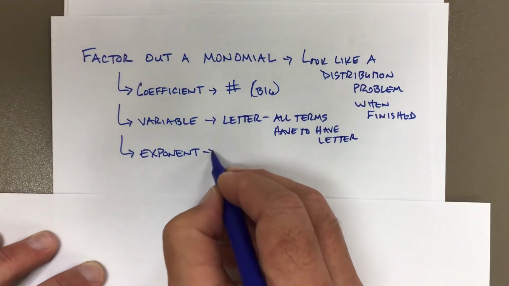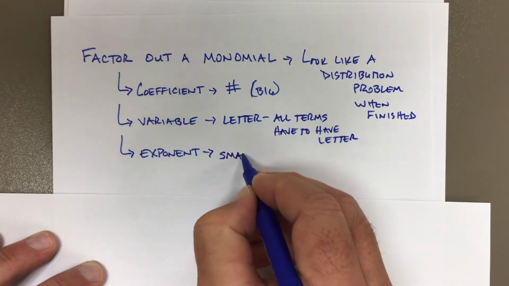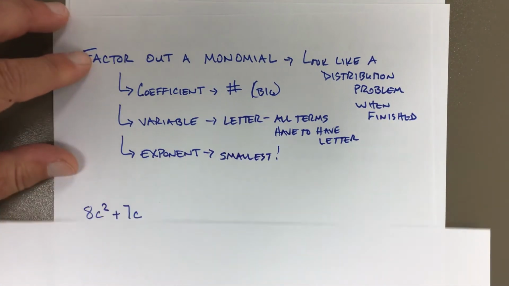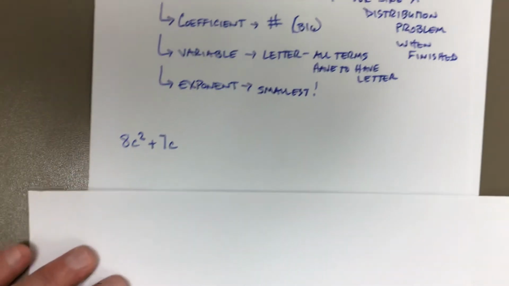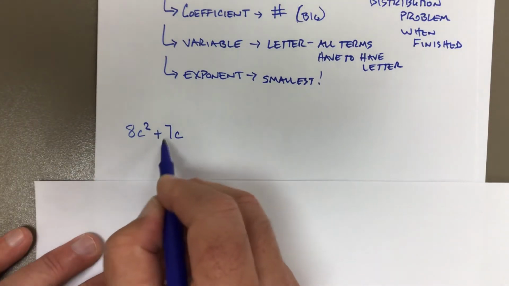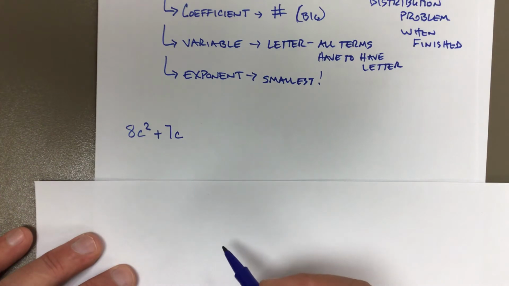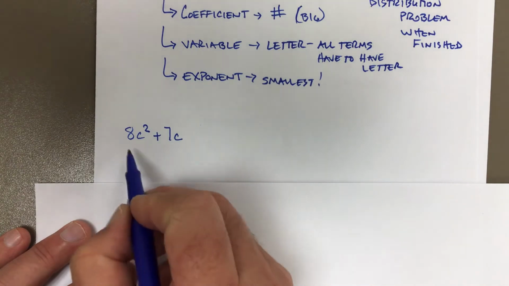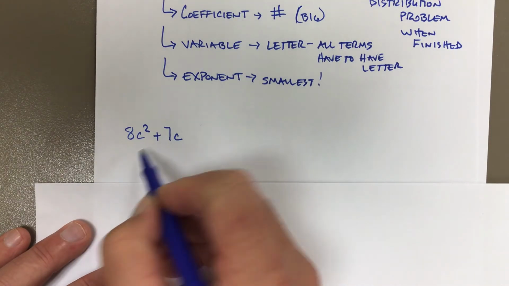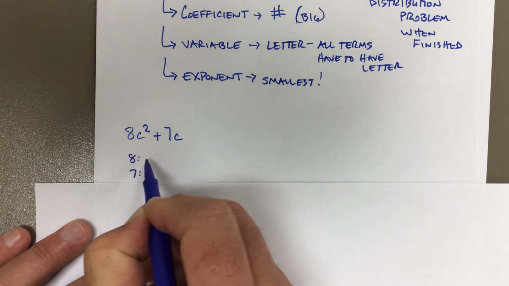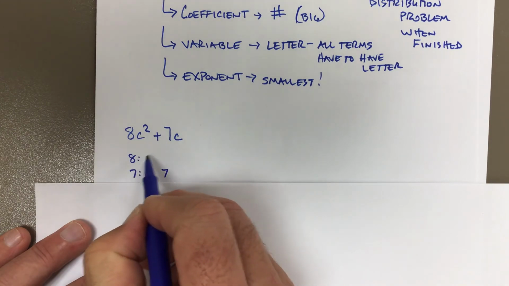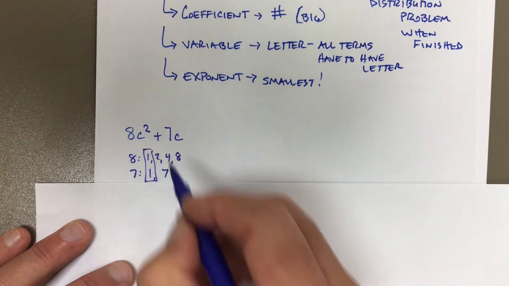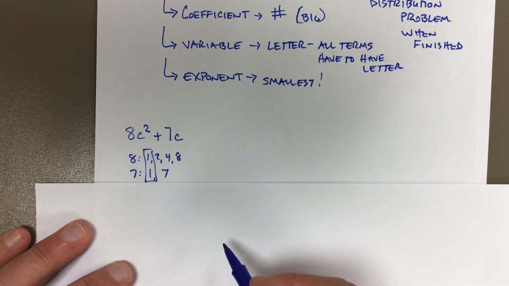And then exponents, we want the smallest exponent. We want the smallest one. Okay, so what's this look like? So here it is. So now we have an expression, right? An expression just means that we have a plus or a minus sign. So now we have to ask ourselves, what do these 2 things have in common? So 8 and 7. Well, 8 and 7 don't have anything in common, right? So 7 is 1 and 7. And 8 is 1, 2, 4, and 8. So really the greatest common factor is just the 1. So we don't have to really factor that out.